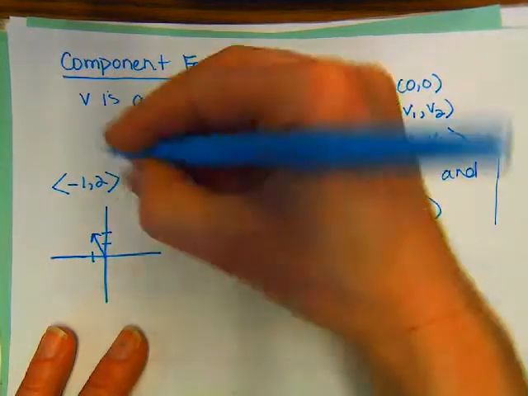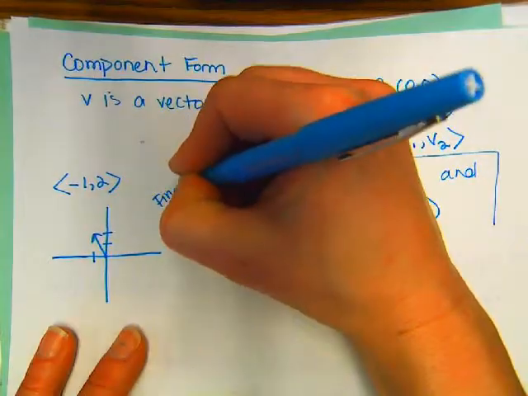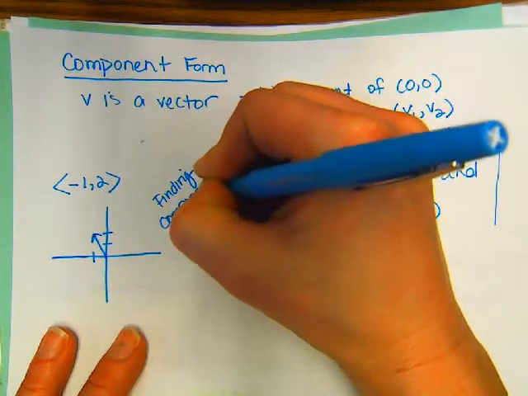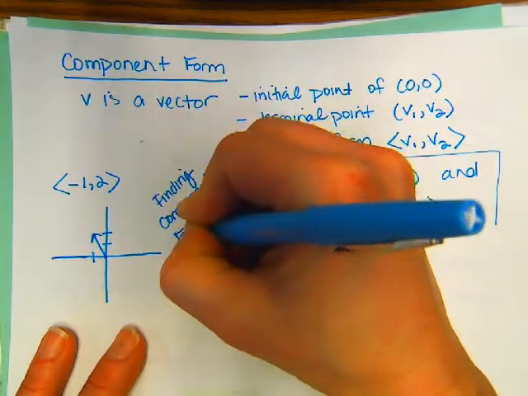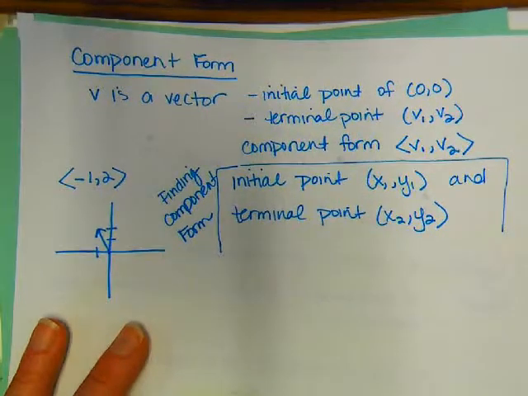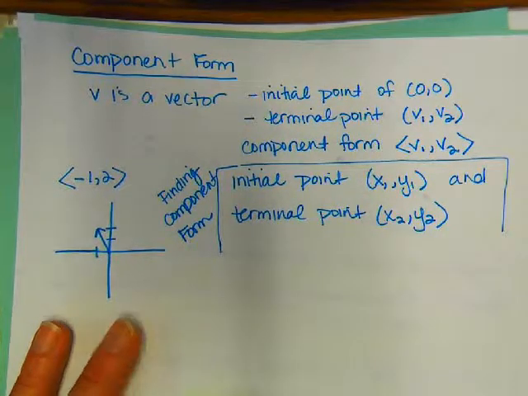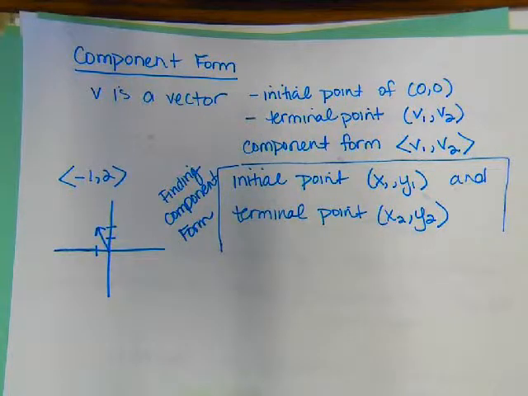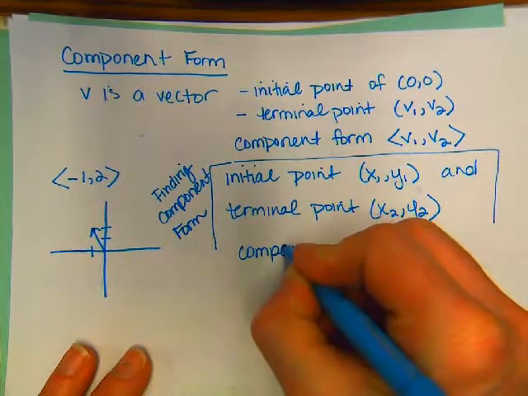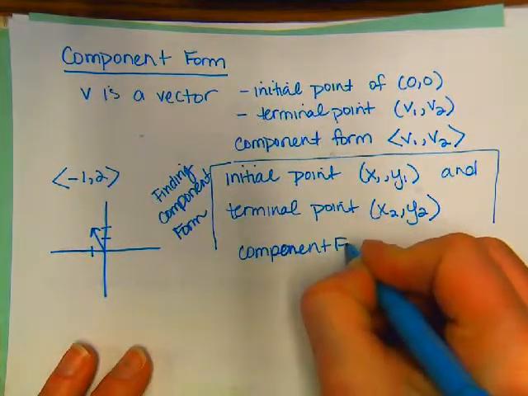I'm going to put a box around this. I'm going to write finding component form, so you understand what I'm writing here. So if I know the 2 points and I wanted to find the component form, all I would do is terminal minus initial. So the component form then would be this. Component form.